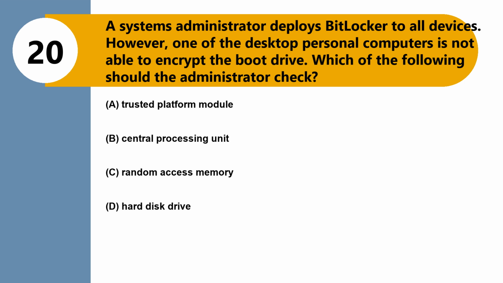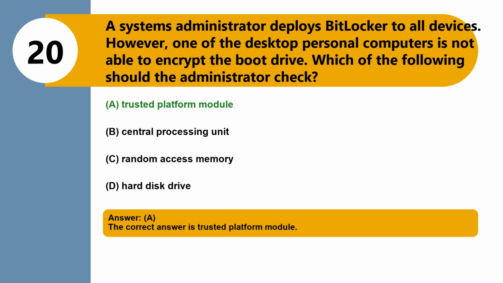Option B, central processing unit. Option C, random access memory. Option D, hard disk drive. The correct answer is option A, trusted platform module.